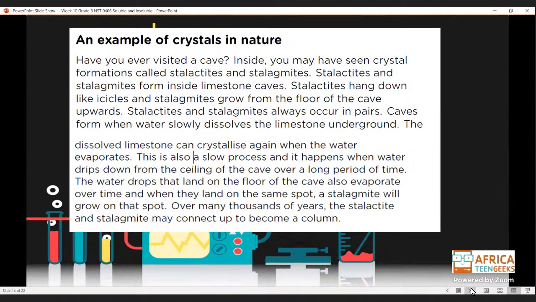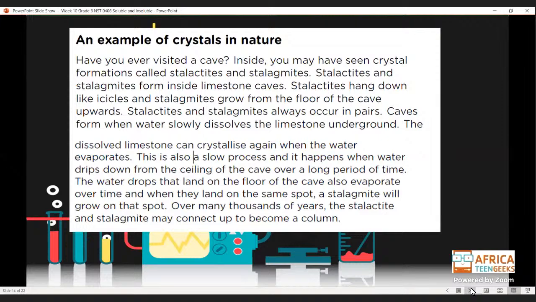Okay, so when you go to this virtual cave, the guide will actually point out to you the different things we are going to talk about today. When you go inside the cave, there are many formations. There are crystal formations, and we call them stalactites and stalagmites. Now, these generally form inside limestone caves. So you get different kinds of stone. Limestone is a very soft stone, and therefore it's more likely to form from limestone because it is soft.